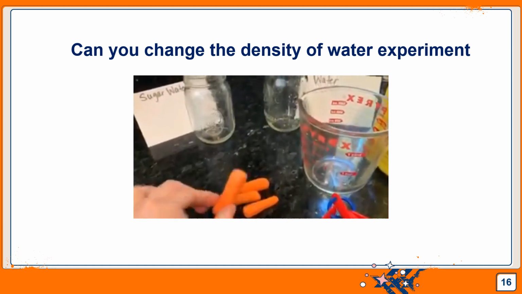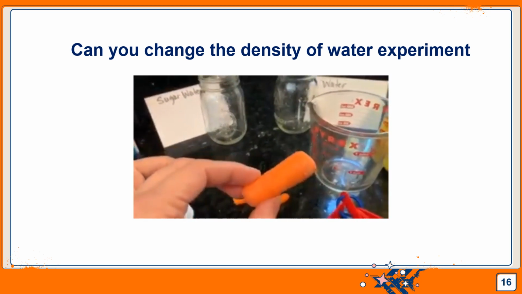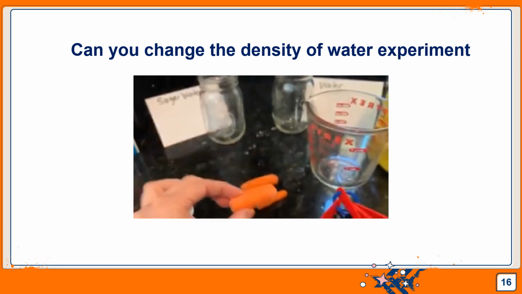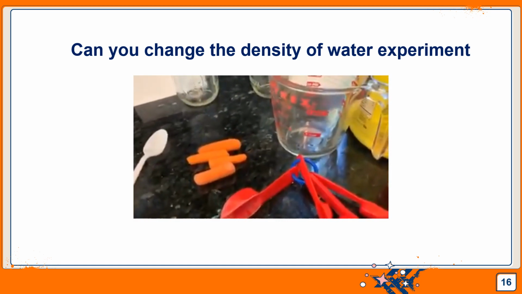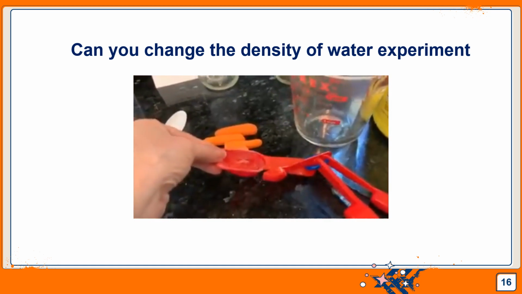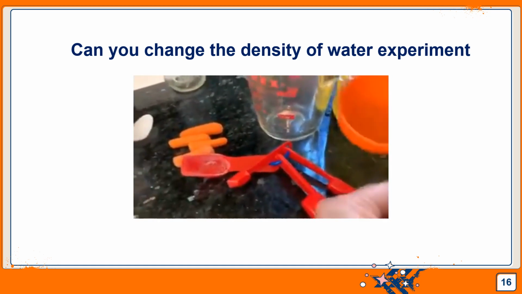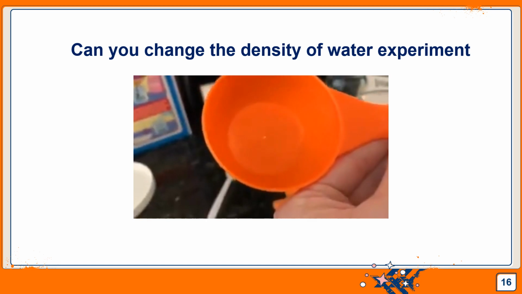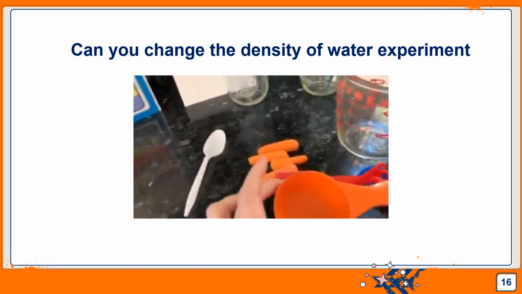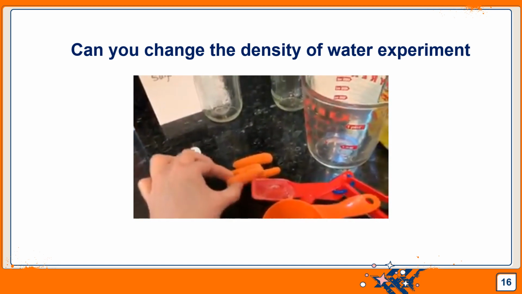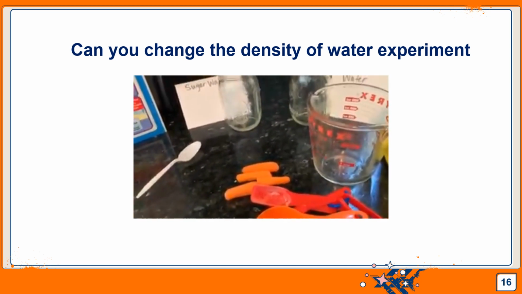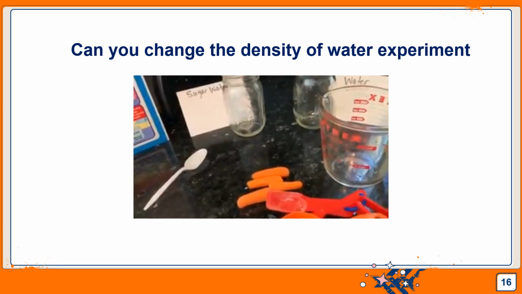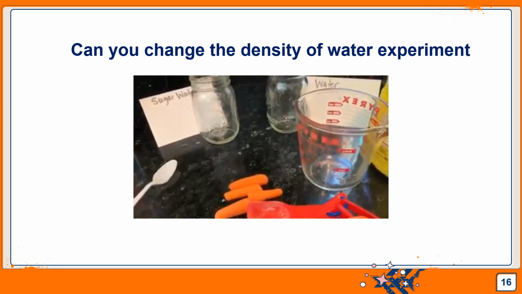We have carrots. You might want to use grapes, but we're going to use carrots for our experiment. We have a spoon. We have a measuring device, but we're going to use a teaspoon, or you can use half a cup. We're going to use half a cup because we're using something heavier than a grape. The heavier it is, the more dense it is. So it depends on what you're using.